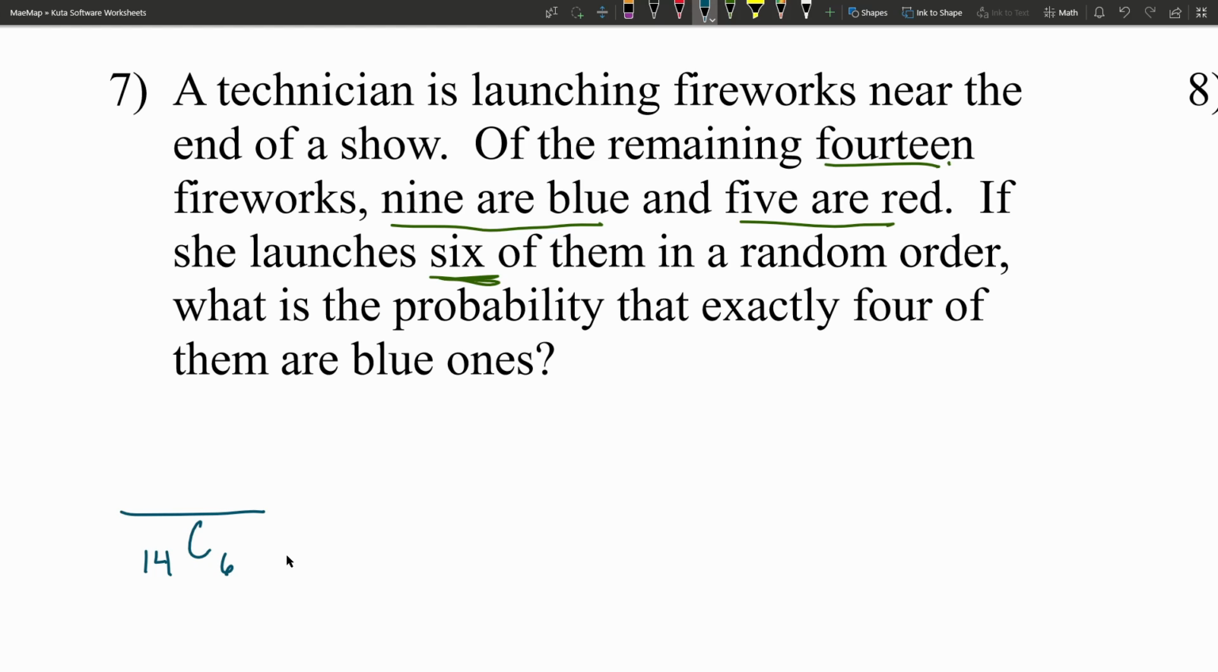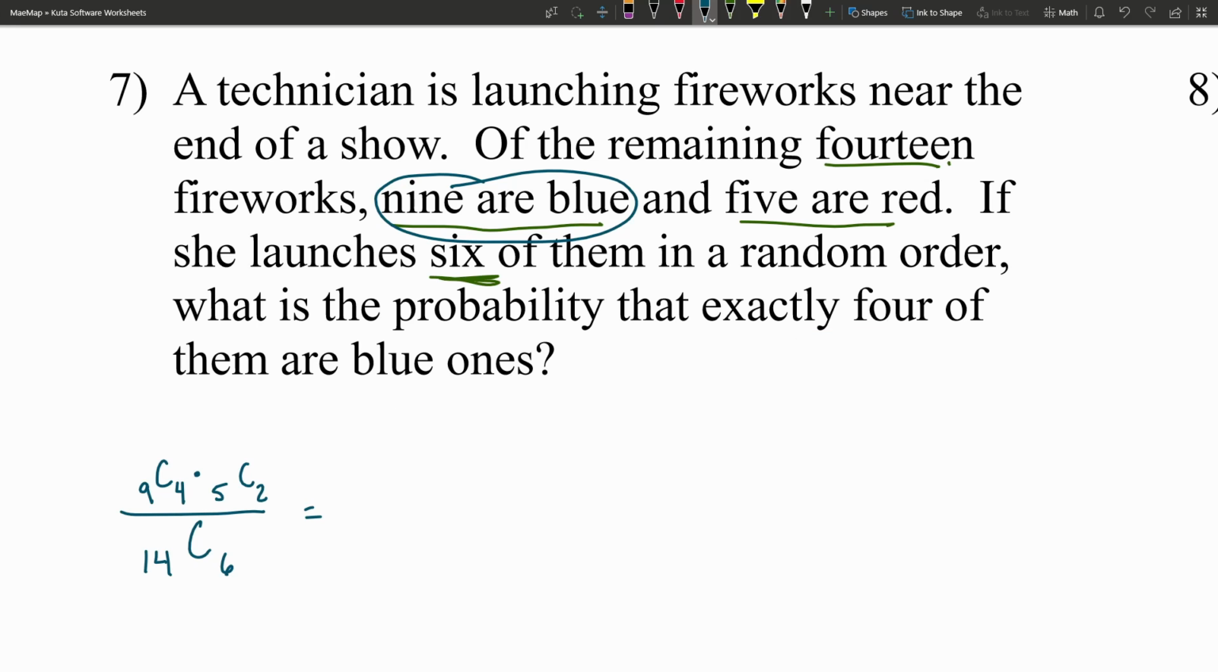Now we want to find the probability that exactly 4 of them are blue ones. So exactly 4 is out of those 9 blue, selecting 4. So that's 9 choose 4. However, we have an issue here. If we want exactly 4 and we've only specified that we're choosing 4, what about the other 2? The other 2 out of our total of 6 have to be red. So not only do we have 9 choose 4, we need to multiply that by 5 choose 2. Because getting exactly 4 of them blue, we also need to get exactly 2 of them as red.